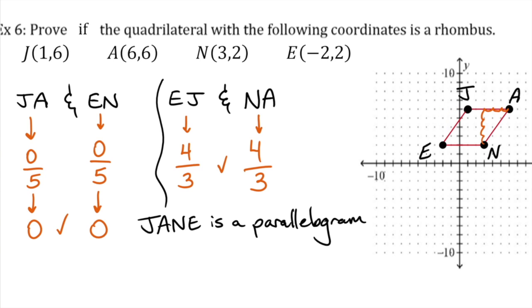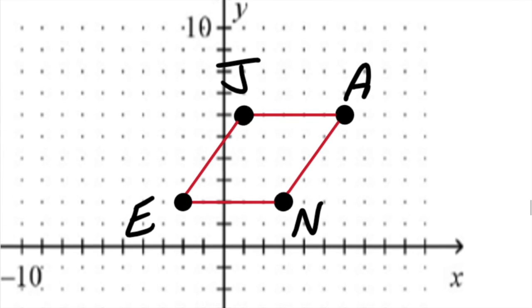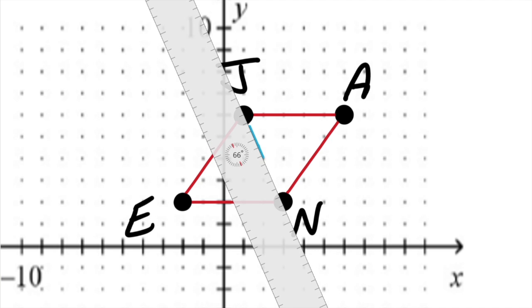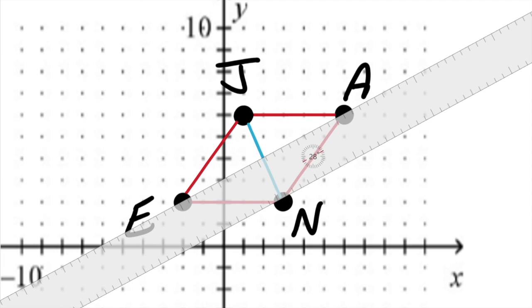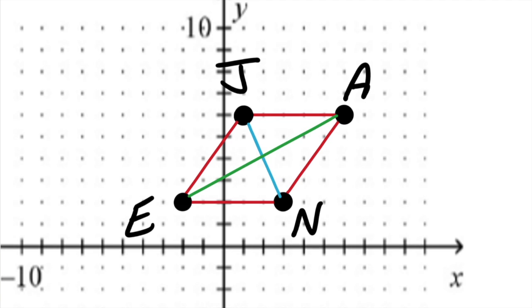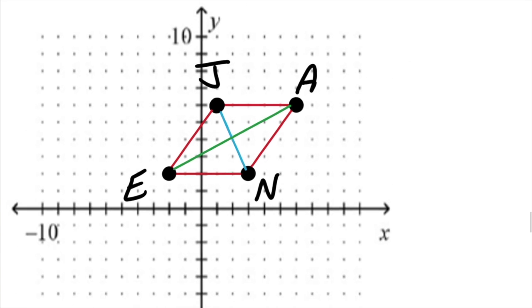So that's all fine and dandy, but now we need to be able to tell whether Jane is a rhombus. So I'm going to need to take a look at the diagonals. I'm looking at these pieces that aren't adjacent to each other. If I put in the diagonals, I've got this one from J to N, and then this one from E to A. Again, what I want to do is prove that those are perpendicular. They sure look like they are, but I need to actually prove it.